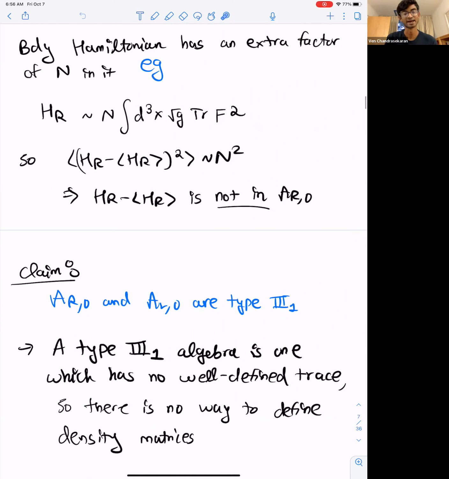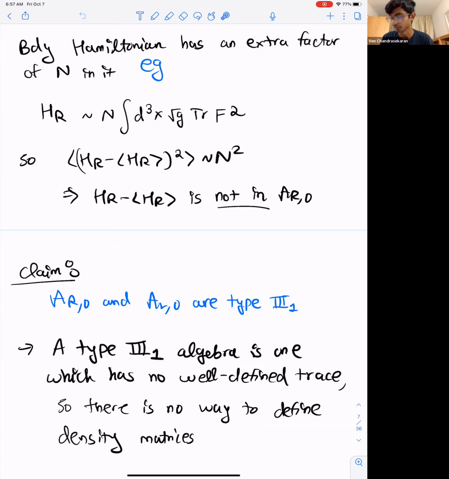Okay, so this fact that the Hamiltonian has this scaling with N as N goes to infinity is essentially the reason for the following claim about these single trace algebras, A_R,0 and A_L,0. The claim is that these two algebras are what are called type III_1 algebras. The 1 here is not too important; you can forget about that. The main thing is they're so-called type III algebras.